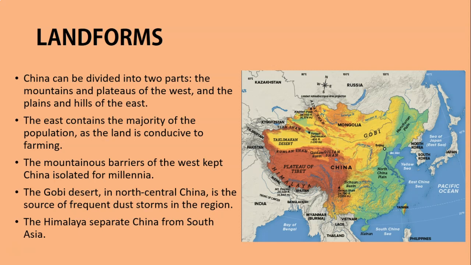Now, another part of the Himalayan mountain range that you probably heard of is Mount Everest, and it is located right here on the map. Now, the Himalayas are the world's highest mountains, and Mount Everest specifically is the tallest peak in the world, which is pretty cool. All right, those are our major landforms of China.